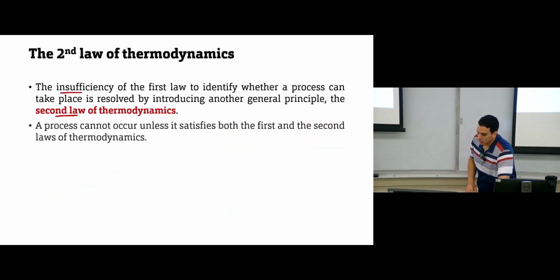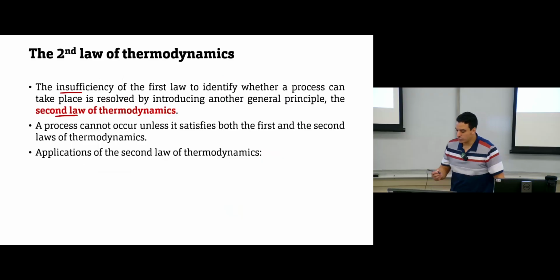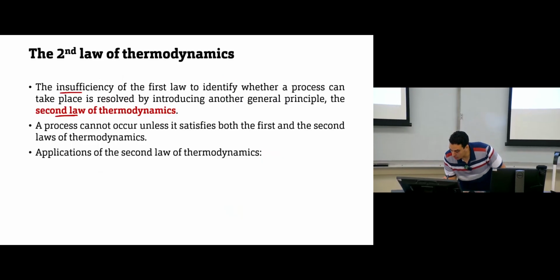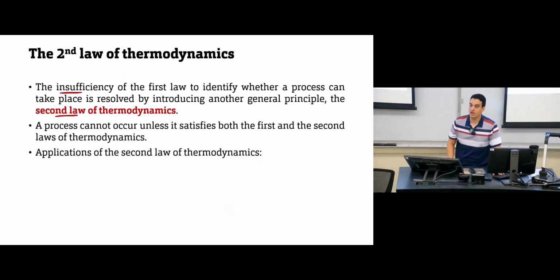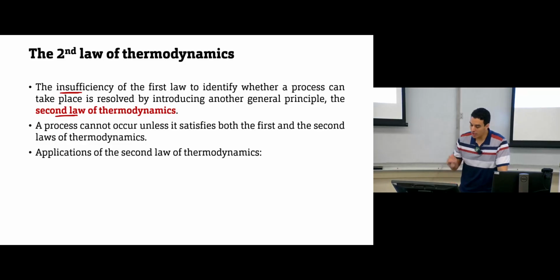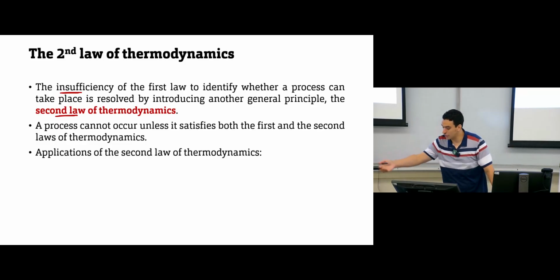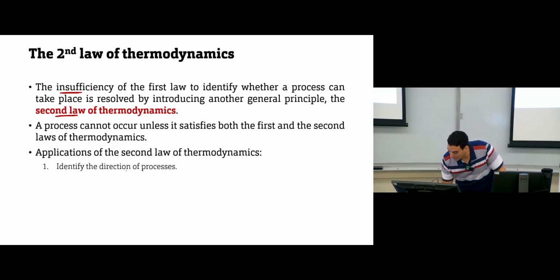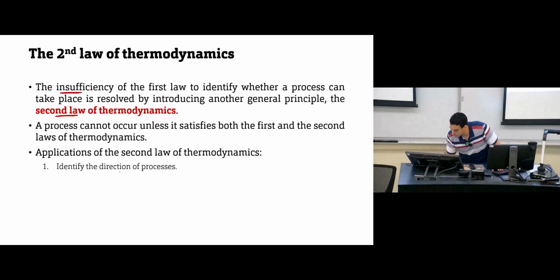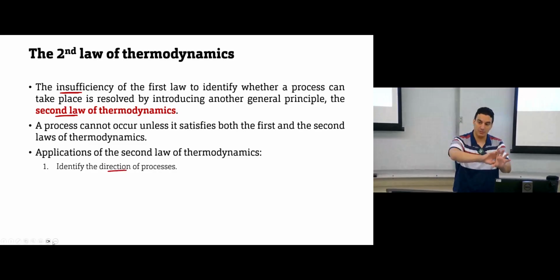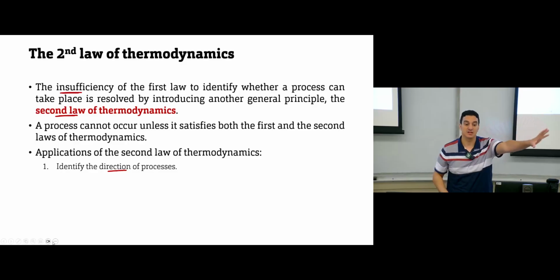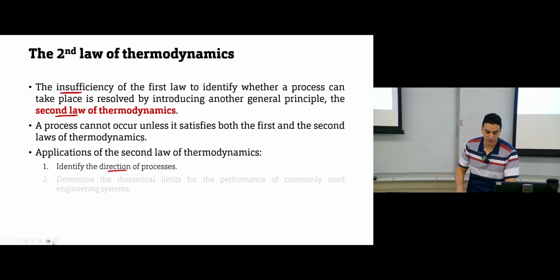Okay. So this is the second law of thermodynamics, why it's important, and how it overcomes the insufficiency we have in the first law. We have other applications or uses for the second law. It identifies the direction of the process. It will help you with the first law to tell you the process will happen in this direction, not in that direction.